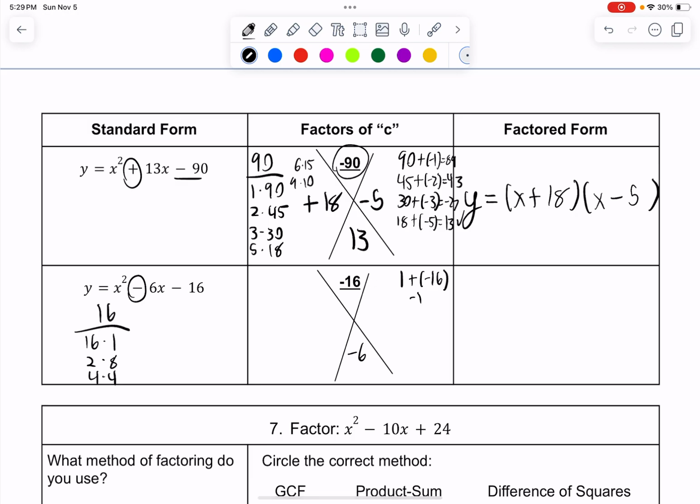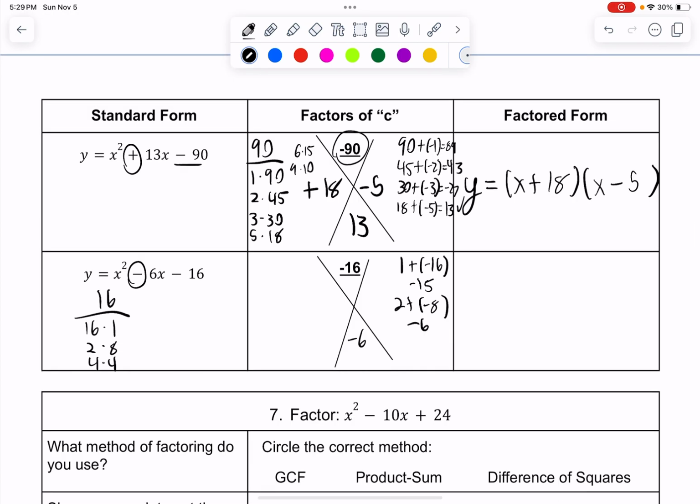That gives me a negative 15. 2 plus a negative 8. Well, that gives me a negative 6, which is what I'm looking for. And just to see and make sure, a 4 plus a negative 4 gives us a 0.